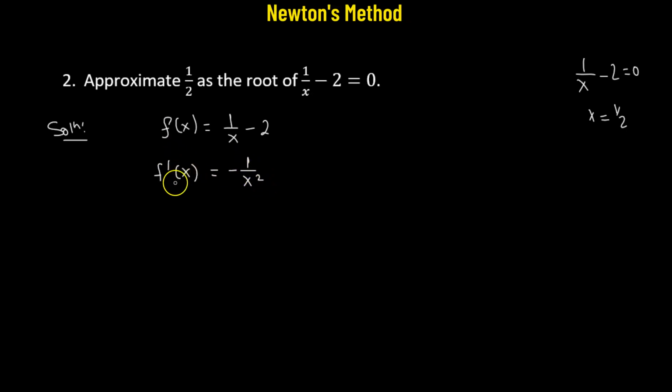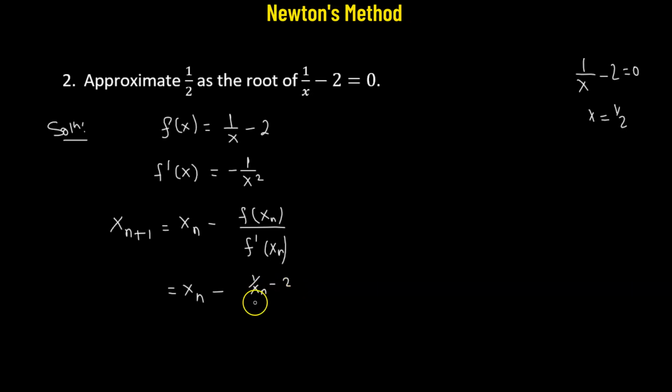Now that we have f(x) and f'(x), we can write x_{n+1}, which will be equal to x_n minus f(x_n) divided by f'(x_n). So f(x) is 1 over x_n minus 2, divided by f'(x_n), which is negative 1 over x_n squared.